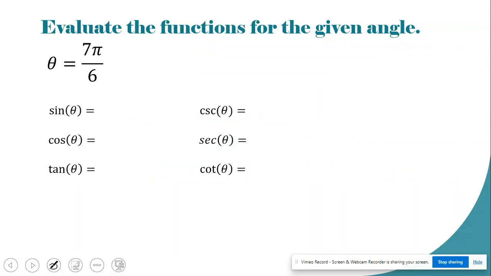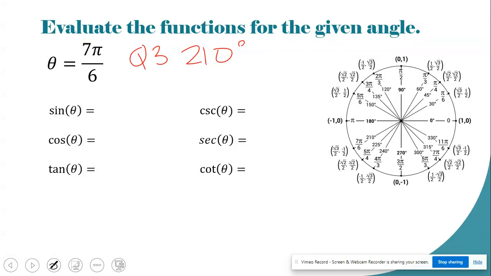So 7 pi over 6. Take a sec, look at your unit circle. Where in the heck is 7 pi over 6? It is going to be in quadrant 3, and that's the equivalent to 210 degrees. So let me pull that up. Boom. 7 pi over 6 right here, 210 degrees. We've got this coordinate, right?